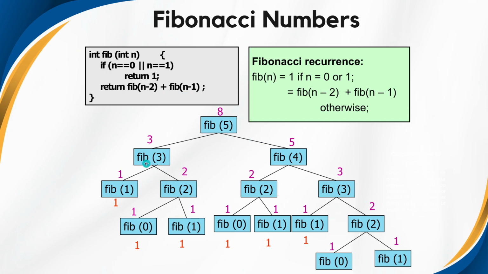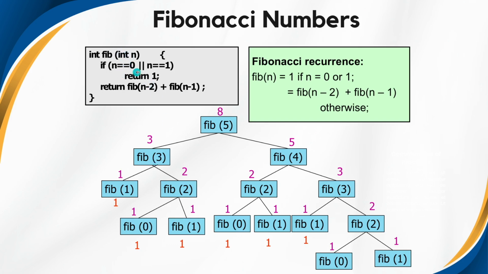So, we have fib of 3 plus fib of 4. Here we have two recursive calls to that function, one with fib of 3 and another with fib of 4. Now let us consider the left side of this tree. For fib of 3, we again make a call to this function.